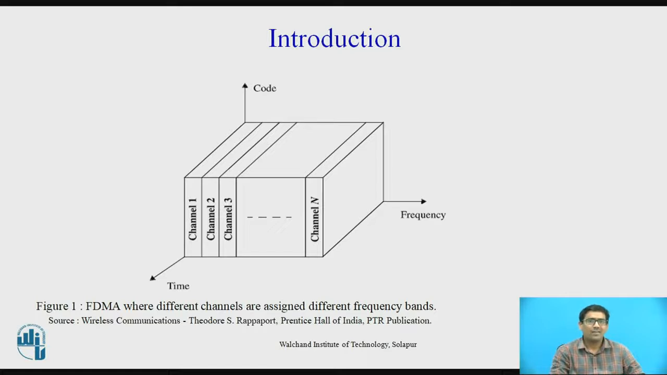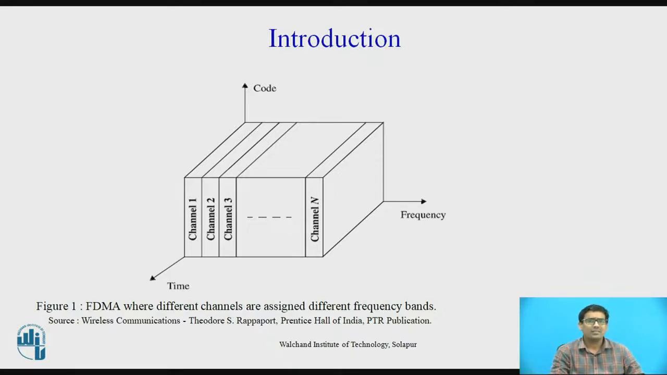Now, the frequency division multiple access, that is FDMA. This figure shows FDMA where the different channels are assigned different frequency bands. In this diagram, there are the X, Y and Z axes, so here time, frequency and code are available. There are n number of channels available. So FDMA assigns individual channels to individual users.